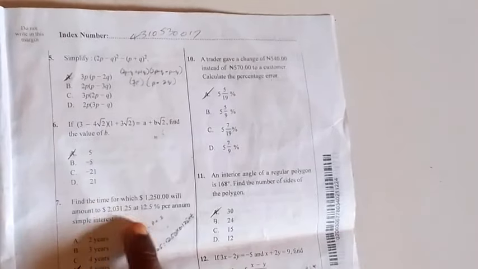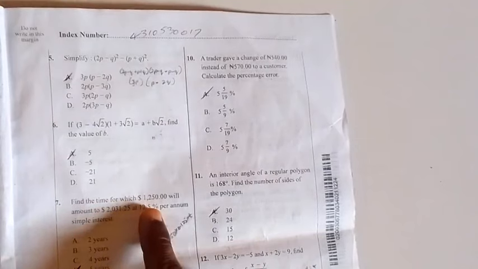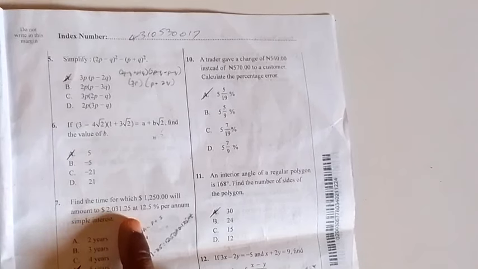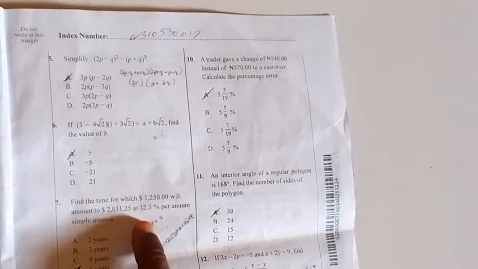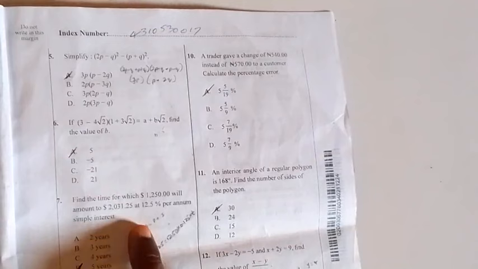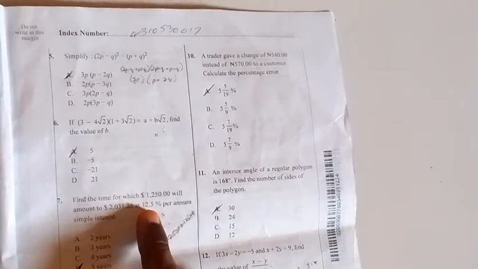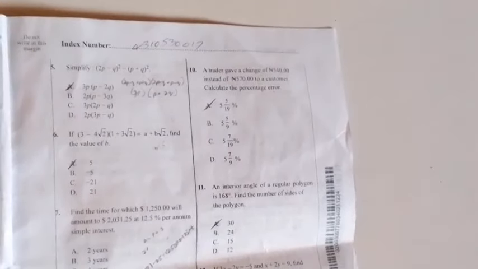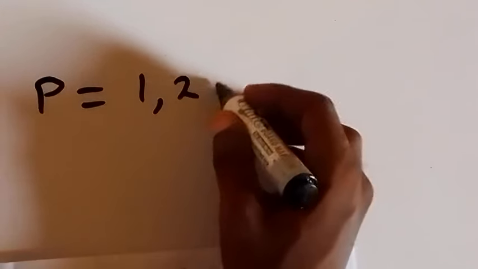Now question 7, we are asked to find the time for which $1,250 will amount to $2,031.25 at 12.5% per annum simple interest. Now, here we should identify what we are given. This 1,250 from simple interest will be the principal. So we have the principal here, same thing as $1,250.